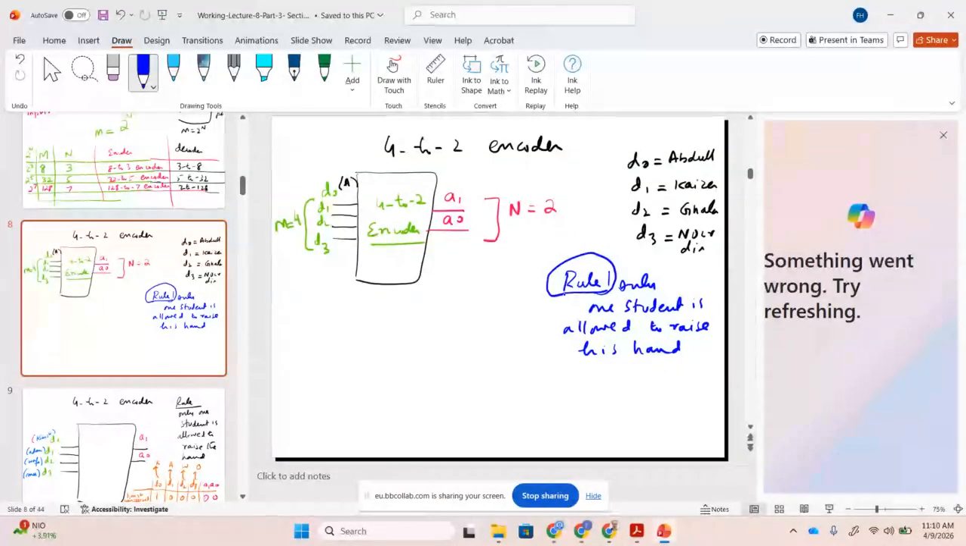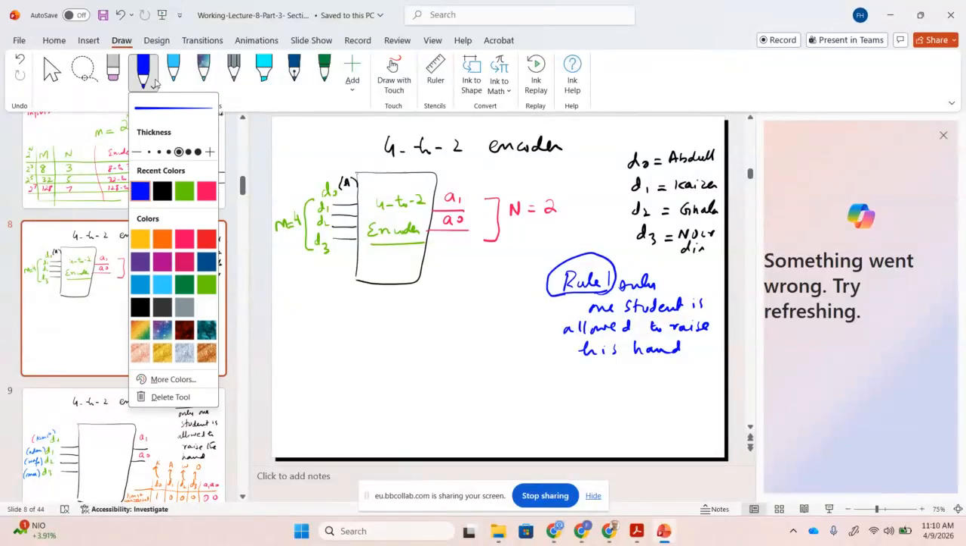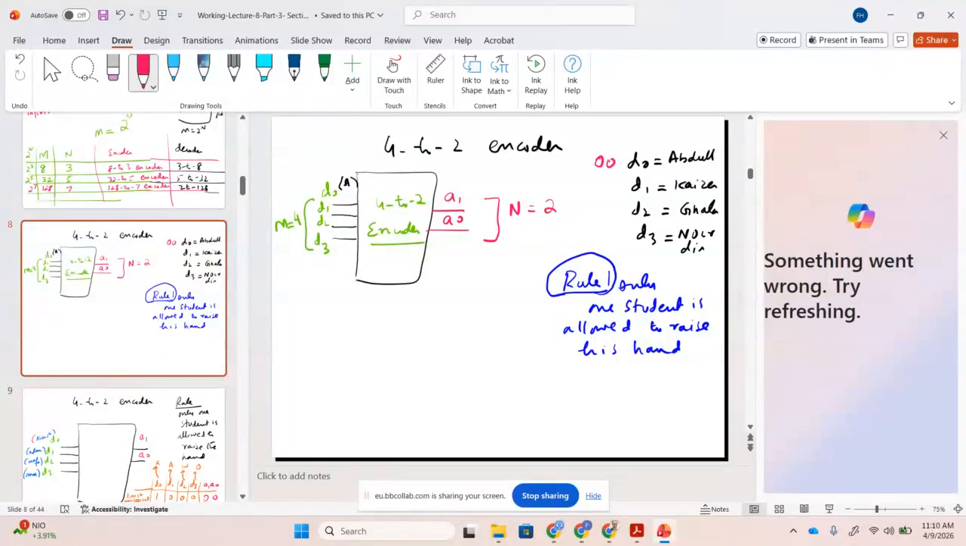Okay. Now let's assume I assign some codes to different students. Let's assume the code for Abdullah is 00. What will be the code for Kaiser? Can anyone help me? Please be quick. 01. Very good. What will be the code for Ghala? 10. And what's the code for Nuruddin? 11.